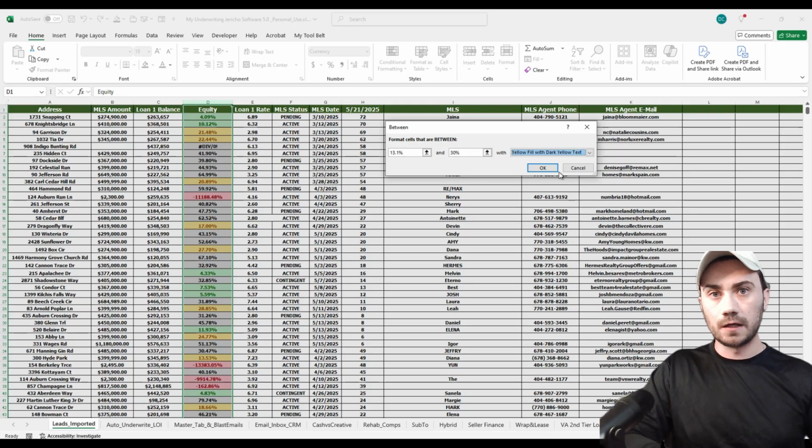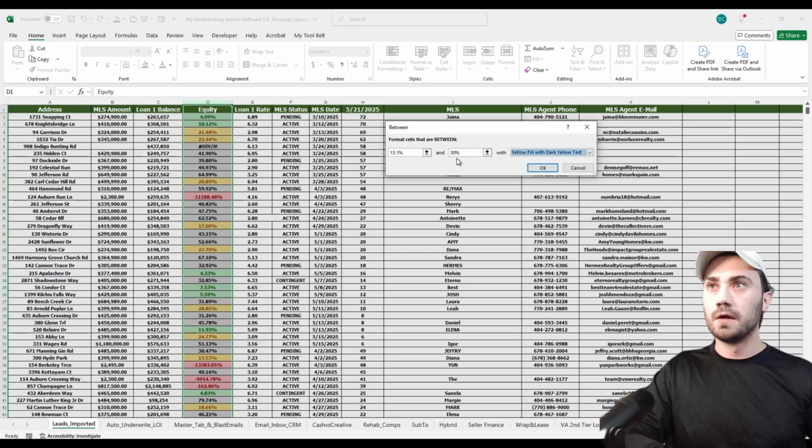Now, what is this indicating here? This is indicating that the property is going to be a subject to transaction, but it is also going to be a seller finance transaction. There is not a great deal of equity on here, so this is going to be a good candidate for a hybrid acquisition, which is what the subject to and seller finance acquisitions are.